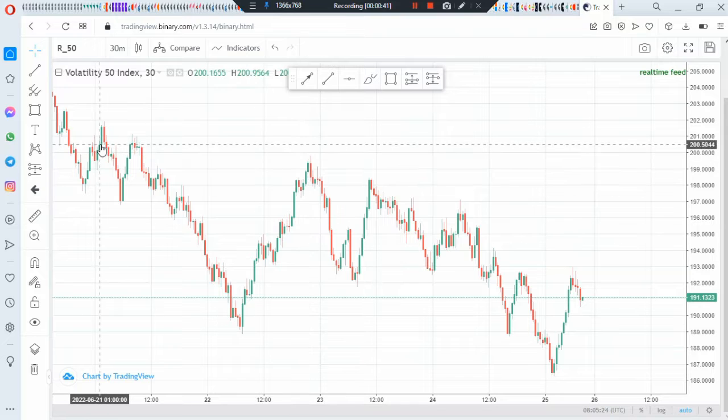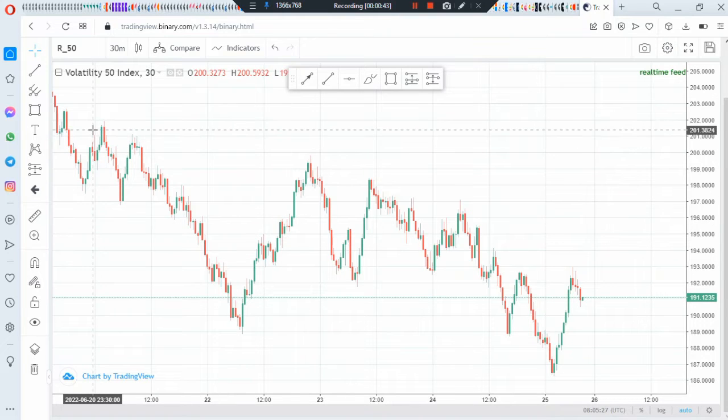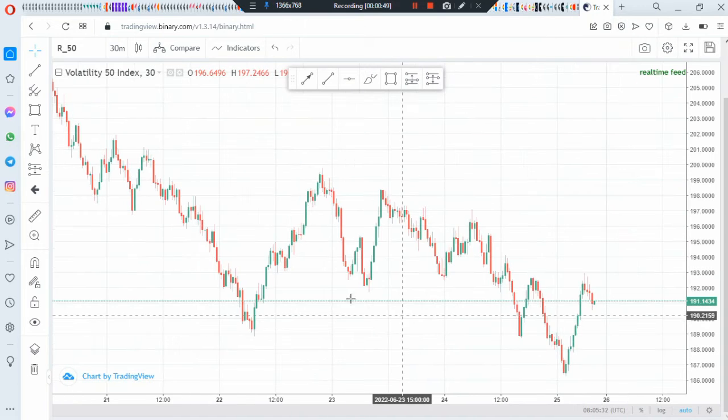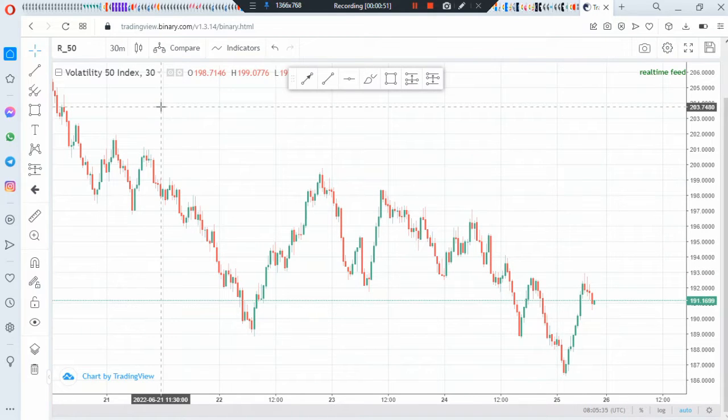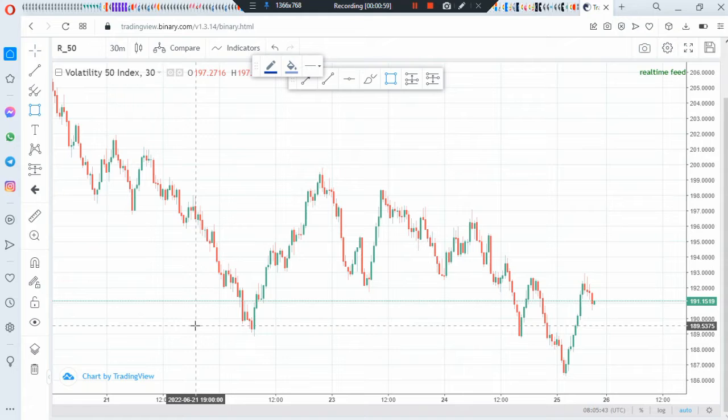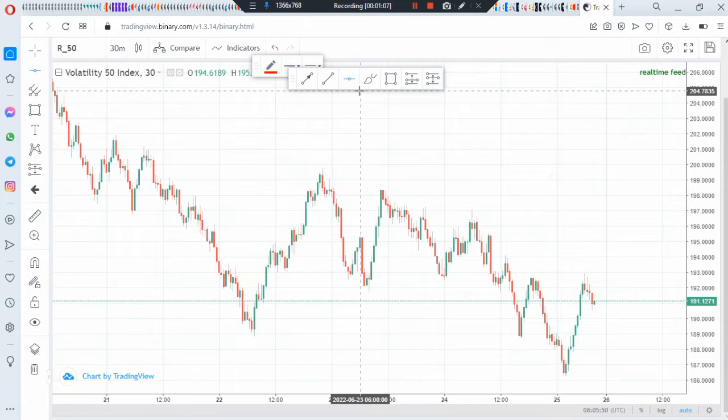Normally on synthetic indices, I use the 30 minutes time frame to enter my trades. As you can see here, this is how the volatility 50 is looking. If you watched my previous videos, I talked about the demand and supply line. You have to first identify the demand and supply line so that you actually see when your trend breaks below that demand and supply line, comes back up, then you can start looking for your buy positions. The opposite is true if you're looking for sell positions.